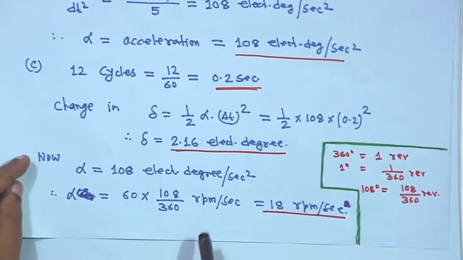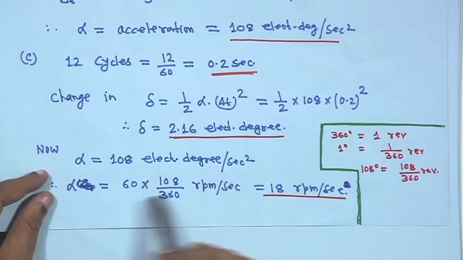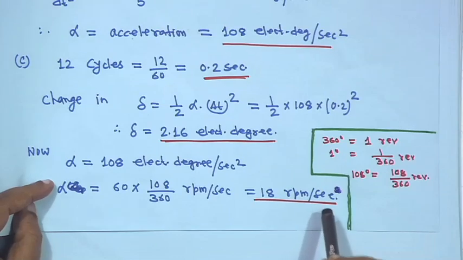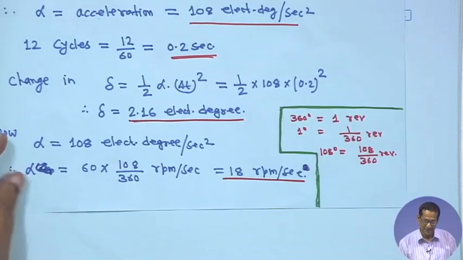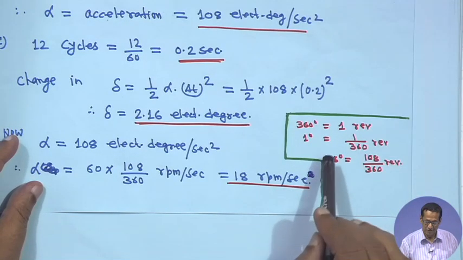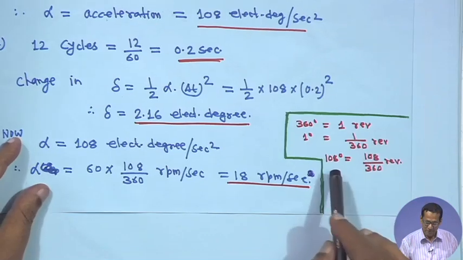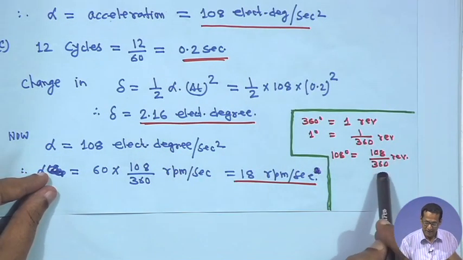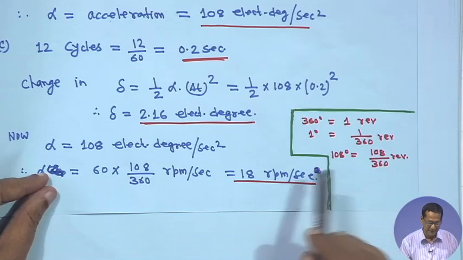Now, this alpha is equal to 108 electrical degree per second square. This one we have to convert to RPM, revolutions per minute per second, the acceleration. How will we do it? Look, it is simple arithmetic. 360 degree is equal to 1 revolution, 1 degree is equal to 1 upon 360 revolution, and 108 degree is equal to 108 by 360 revolution.